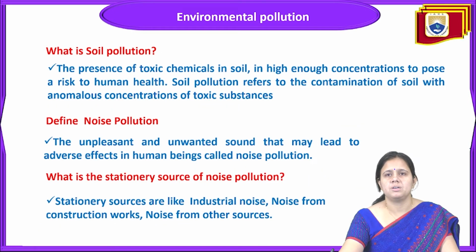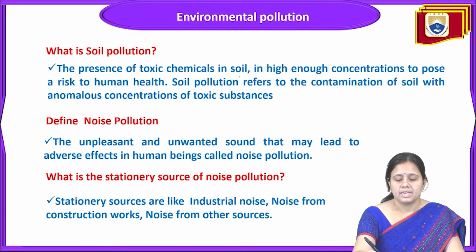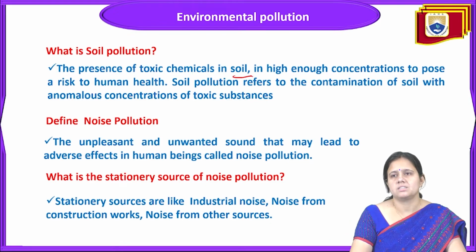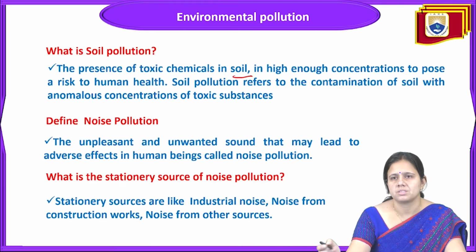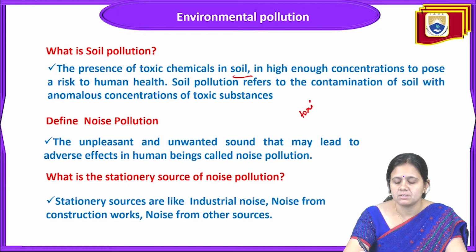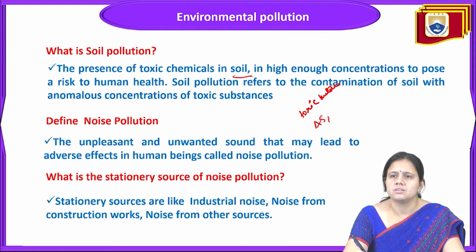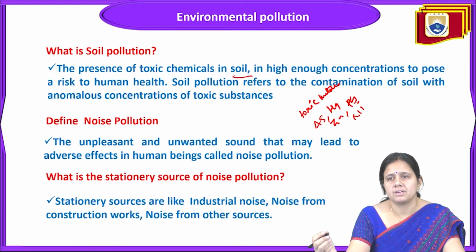Now, next is a term related with soil pollution. What is soil pollution? Soil pollution is the presence of some toxic chemicals in the soil in high concentration, to pose a risk to human health. Soil pollution refers to the contamination of soil with anomalous concentration of toxic substances like heavy metals, toxic metals like arsenic, mercury, zinc, lead, nickel. All these toxic chemicals enter into the soil, and that will be a risk to human health.